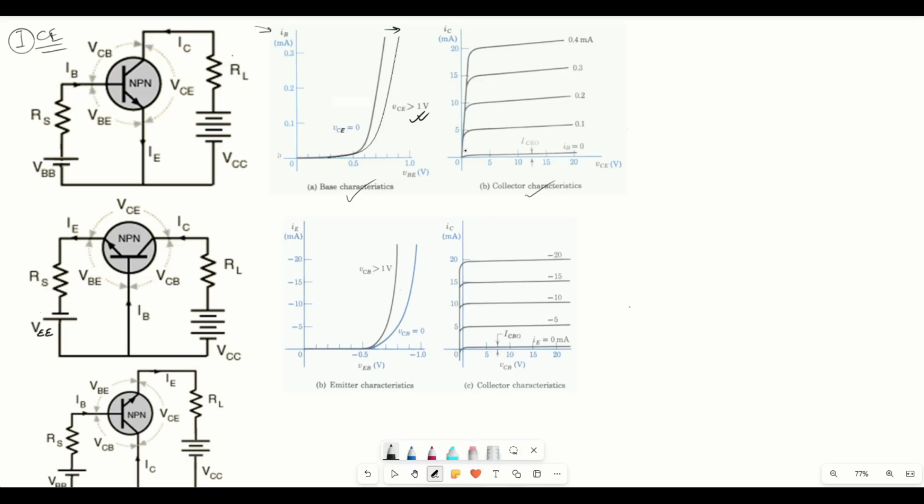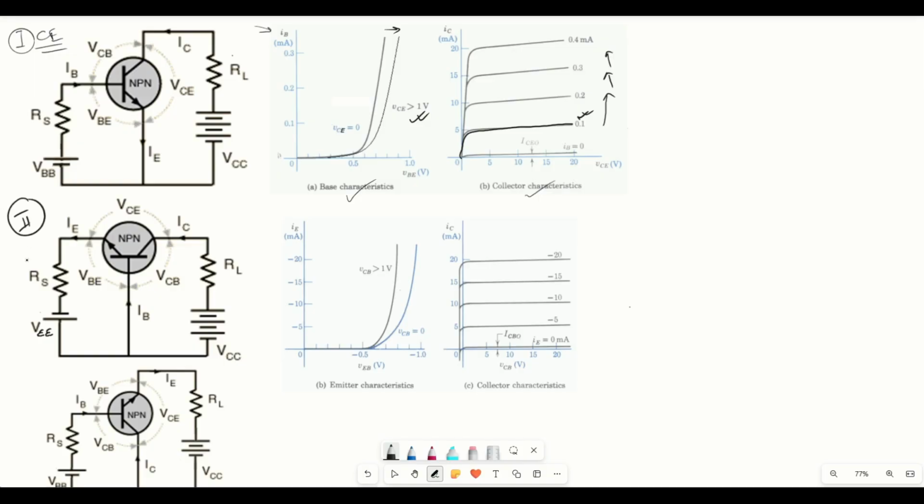For the output characteristics, initially the current will increase and then later the rate of increase will be reduced and the graph will take this shape. And as we increase the input current, the output current also increases. So this was the common emitter configuration.